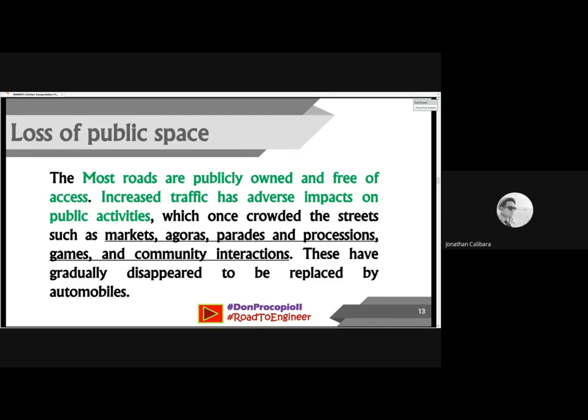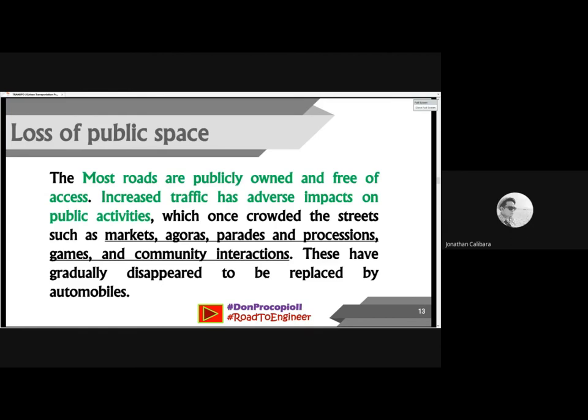Muna gitawag nilang loss of public space. The purpose of having this traffic flow, they are converted into another purpose. So that is loss. Instead of using it to a particular purpose, nawala ya ang impacts of using it.